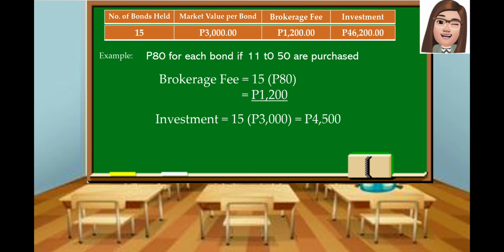And for the investment, we're going to multiply the number of bonds times the market value, which is 3,000. So that's equal to 45,000 pesos. Then we're going now to add the brokerage fee, which is 1,200. So we have now the investment is 46,200 pesos.